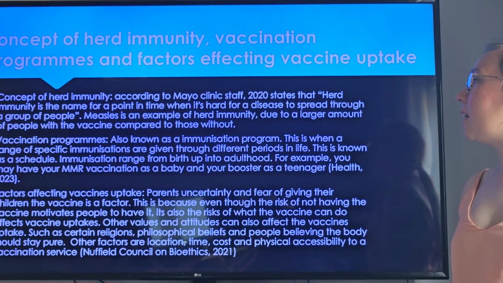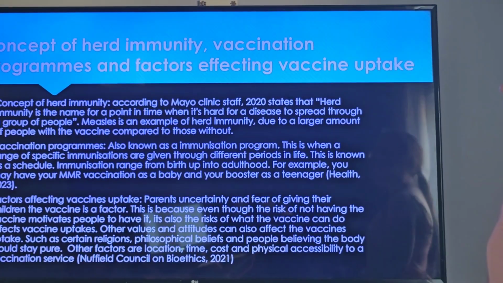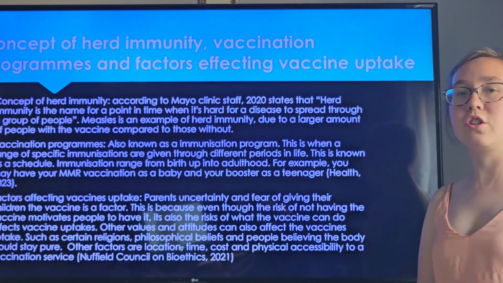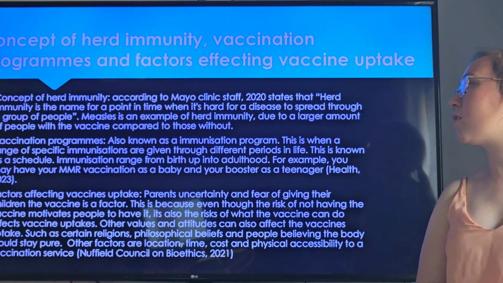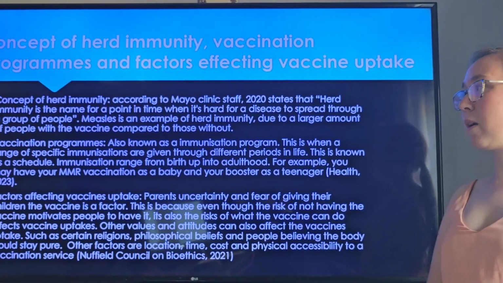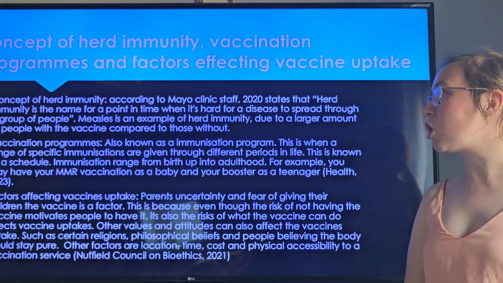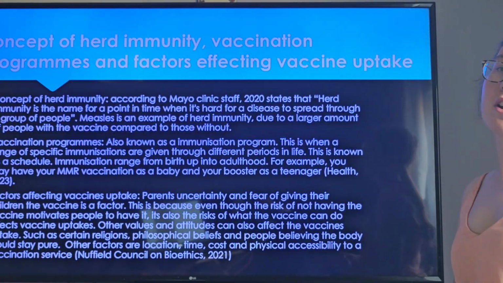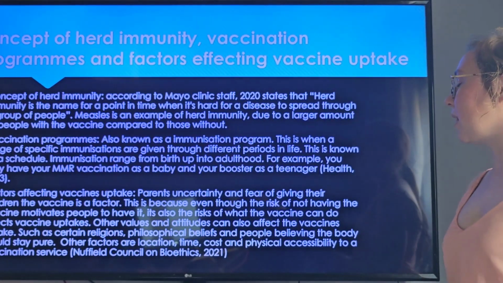Concept of herd immunity, vaccination programs and factors affecting the vaccine uptake. Concept of herd immunity. According to the Mayo Clinic 2020, herd immunity is the name for the point in time when it is hard for a disease to spread through a group of people. Measles is an example of herd immunity due to a large amount of people with the vaccine compared to those without it.